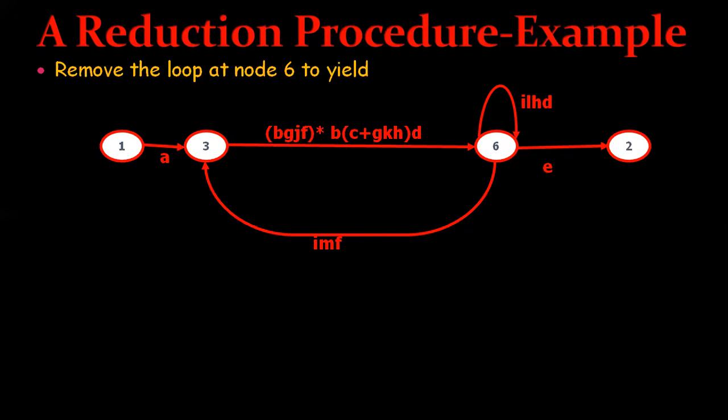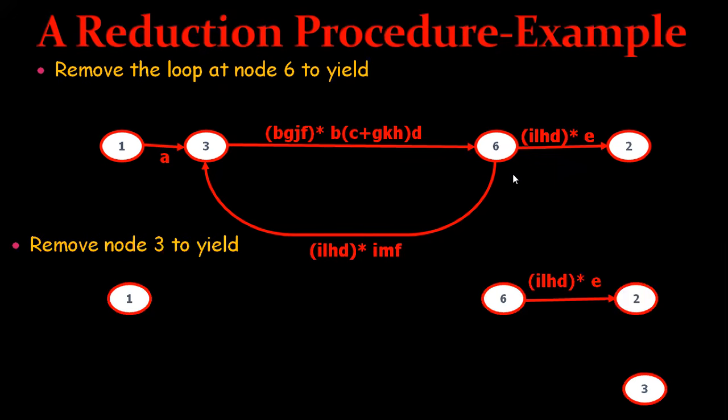So previously, before removing the loop, it is this. Now this effect will be on both these two paths. So it will be ILDH star E. Now try to remove the node 6. Because before removing, I have removed the loop. Anyway, you can remove 6, or I removed the loop, then I removed the node 3. So in this case, I removed the node 3.